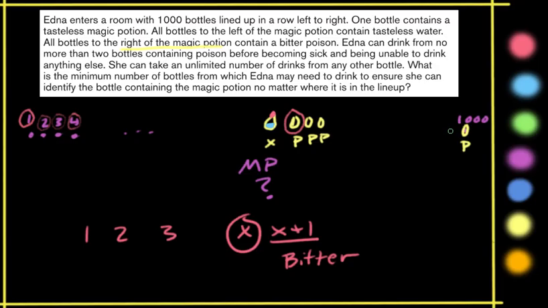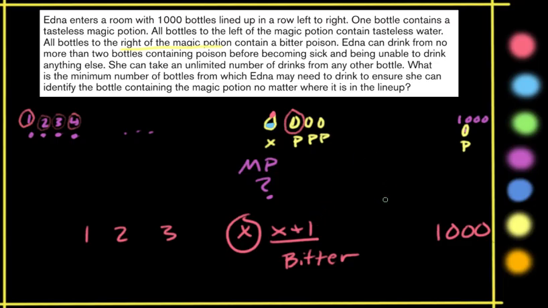If it was tasteless, she would know that was the magic potion because, well, no, I guess she would still have to taste 1,000, right? Because 1,000 could be the magic potion too. So in the worst case, she would have to taste 1,000 bottles in order to know which one was the magic potion, with this strategy of just going one by one. So what's a better strategy?